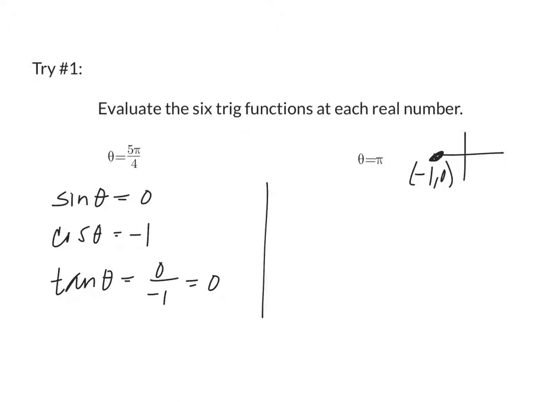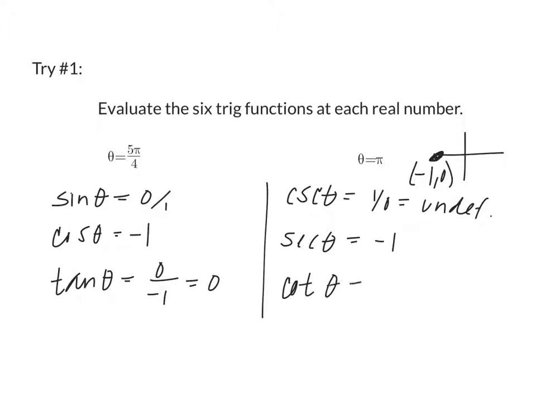Find the reciprocal function. Sine is cosecant theta. So remember, that was really 0 over 1, so now it's 1 over 0, which makes this now undefined. Secant theta is a reciprocal of -1, so that's -1, and cotangent theta is now -1 over 0, but again, that's also undefined.